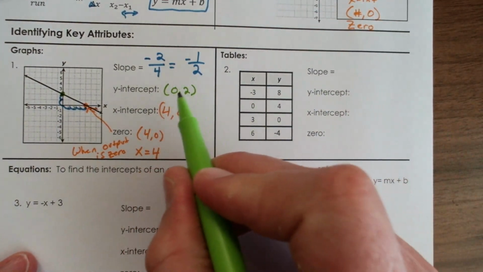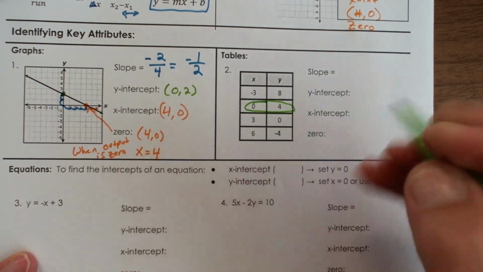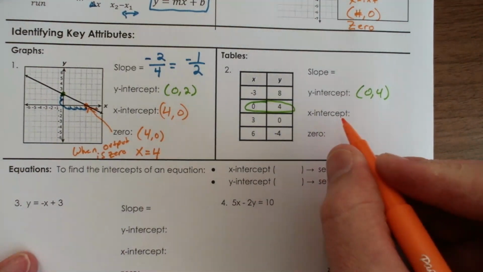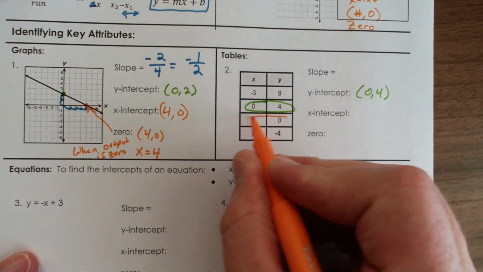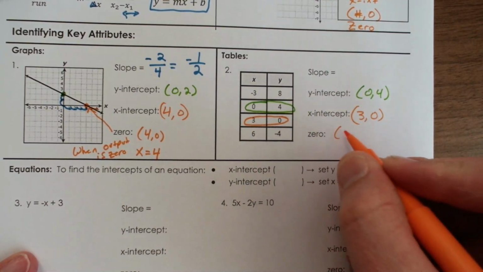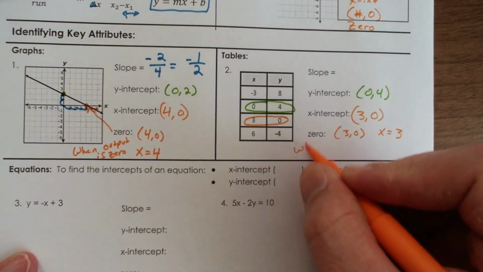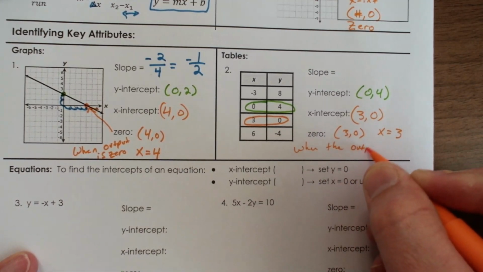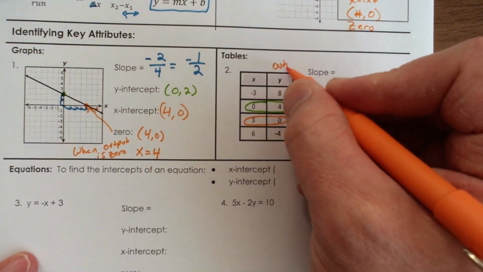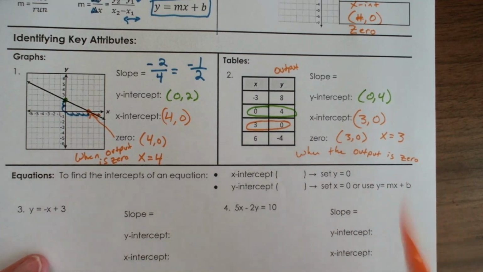So again, we're going to start with y-intercept. Remember, y-intercept, we look for when x is 0. When x is 0, y is 4. So my y-intercept is 0, 4. My x-intercept happens when my y value is 0, which is right here. So that's 3, 0. Again, my 0 could either be 3, 0 or x equals 3, because remember, it is when the output is 0. Remember, these are my outputs. So it's looking for the input value when the output is 0.